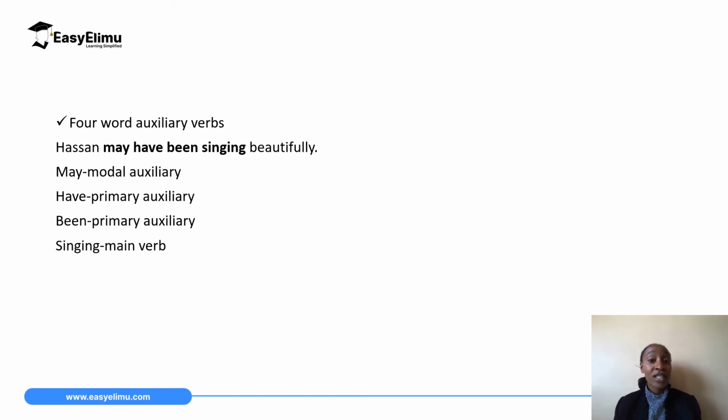However, it is important to note that we can't have more than one modal auxiliary in one sentence, but we can have more than one primary auxiliary, like in this sentence. Have and been are both primary auxiliaries. So it is important to note that you can have two primary auxiliaries, but not two modal auxiliaries.